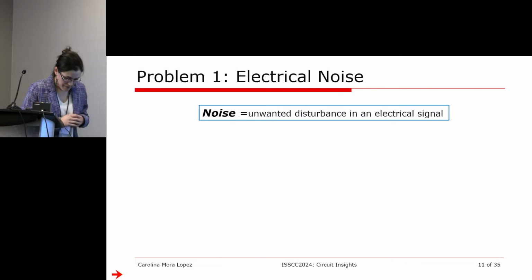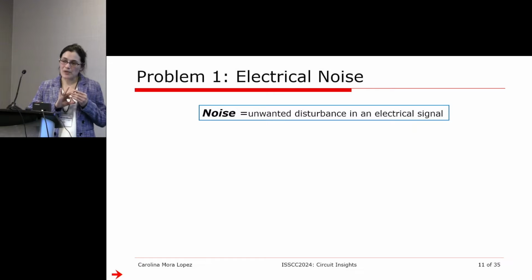Because of those properties, there are three problems I want to talk about that are very important for biomedical applications. And the first problem is electrical noise. So what is noise? Noise is an unwanted disturbance in an electrical signal, and it affects all passive components that are resistive and also all active components.